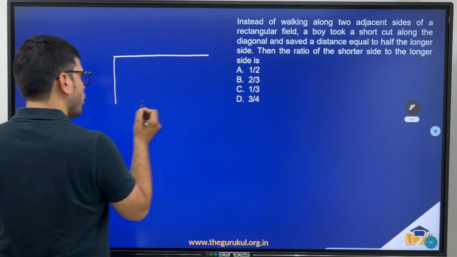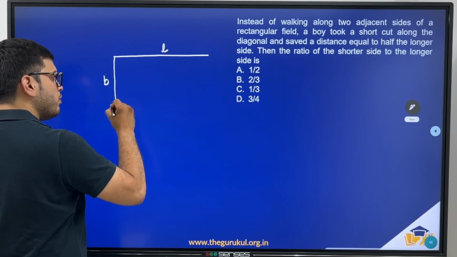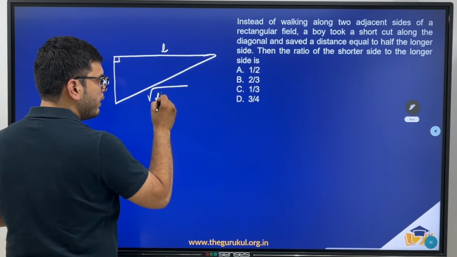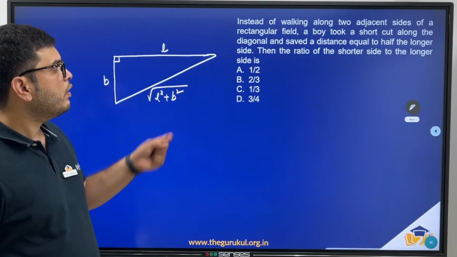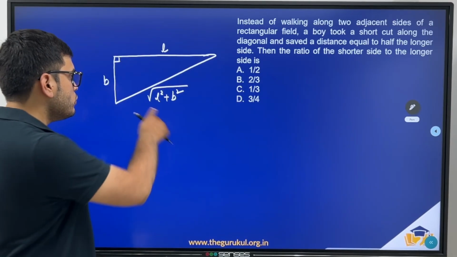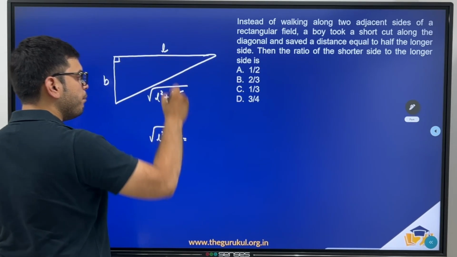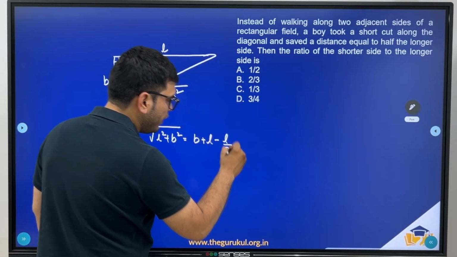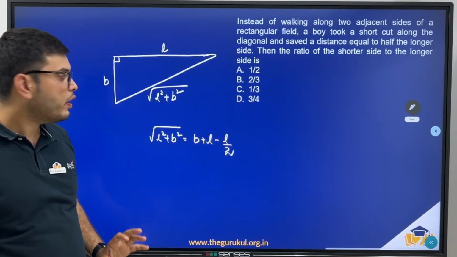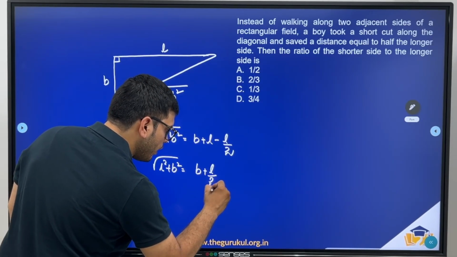So let me consider a rectangle with the length of the shorter side being B and longer side being L. Right. So instead of walking like this, he walked along the diagonal. Now this is a right angle triangle, and the length of the diagonal would be root of L square plus B square. Right. Now because the boy took a shortcut along the diagonal and saved a distance equal to half the longer side, this distance, under root L square plus B square, should be equal to the distance taken, B plus L, minus L by 2, because this is longer than this distance by half of the longer length, right? So under root L square plus B square is equal to B plus L by 2, right?